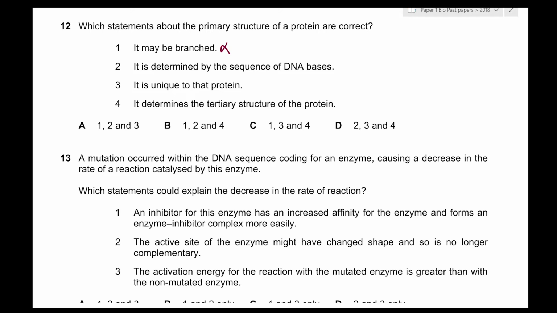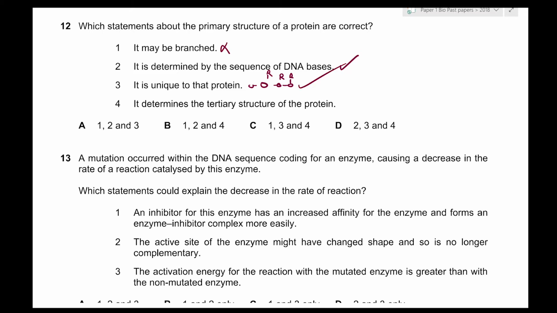2. It is determined by the sequence of DNA bases. Yes, this is correct because the codons on the DNA are what actually form the amino acids by transcription and translation in the ribosomes. This is correct. 3. It is unique to that protein. Yes, every protein has a different arrangement of amino acids. And we all know that amino acids have different R groups, forming different properties. Therefore, it is unique to every single protein.